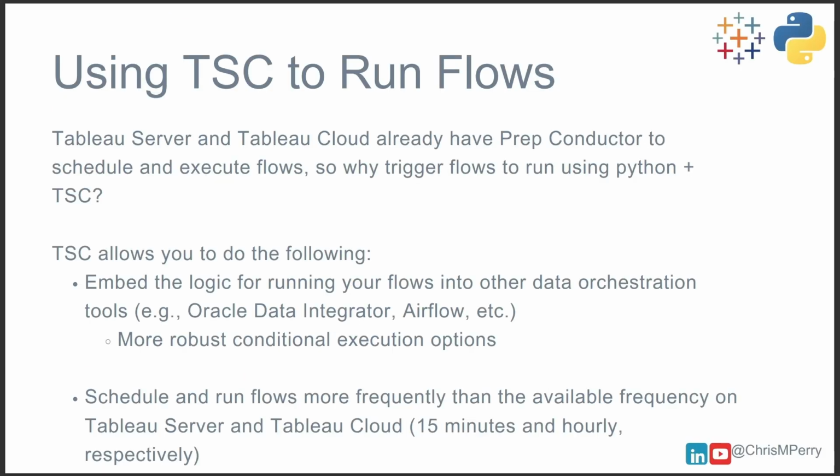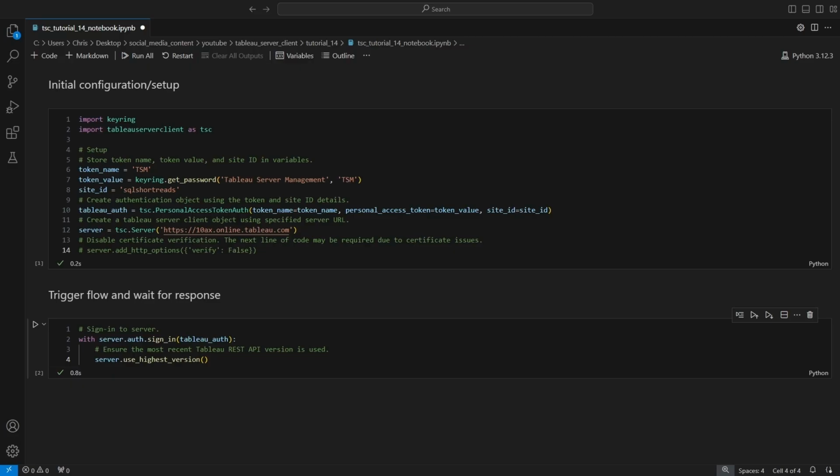If you are curious as to the advantages of being able to trigger flows programmatically, then please check out the beginning of my previous video, where I discuss a handful of those benefits. You can also see a handful of bullets here that I speak to in that video. Let's get started with developing a script that will allow me to chain the execution of two flows.